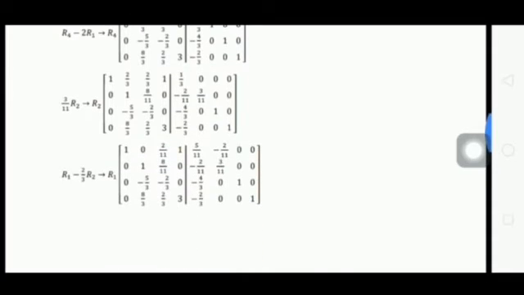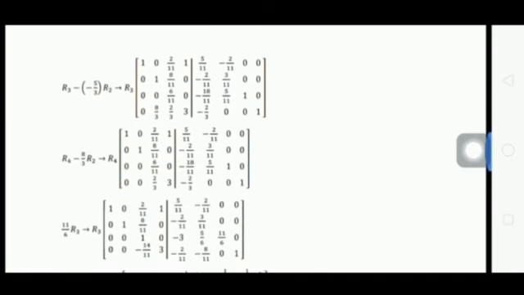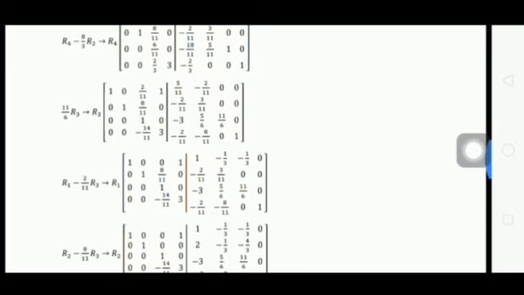Then, make a pivot for row 2 by multiplying it with 3 over 11. Next, multiply row 2 by 2 over 3 and subtract it from row 1. Next, multiply row 2 by negative 5 over 3 and subtract it from row 3. Then, multiply row 2 by 8 over 3 and subtract it from row 4.